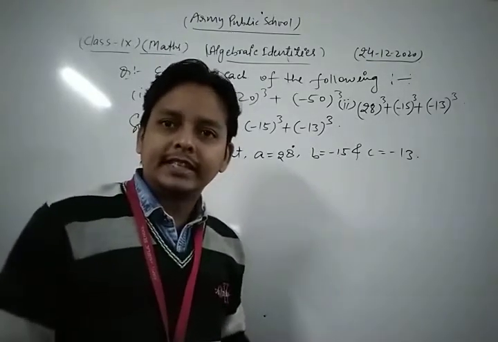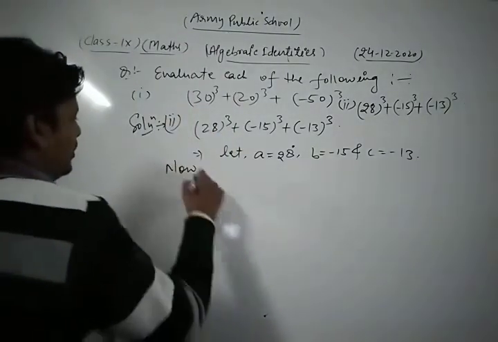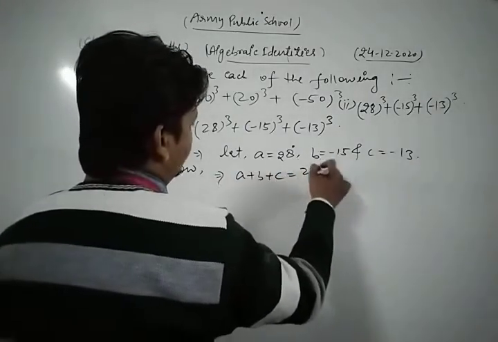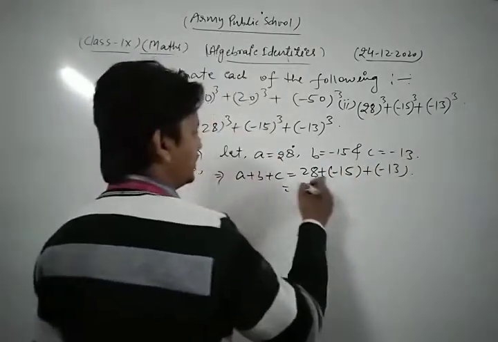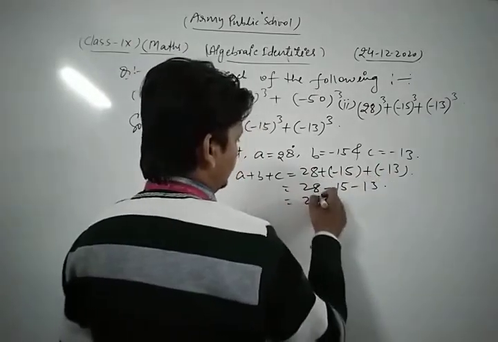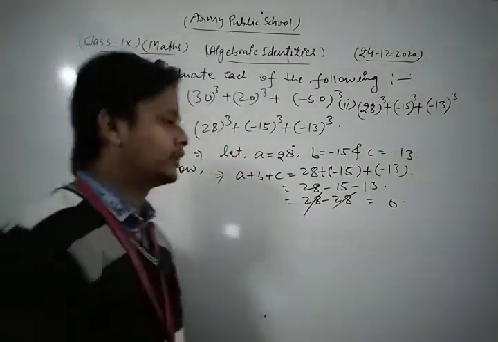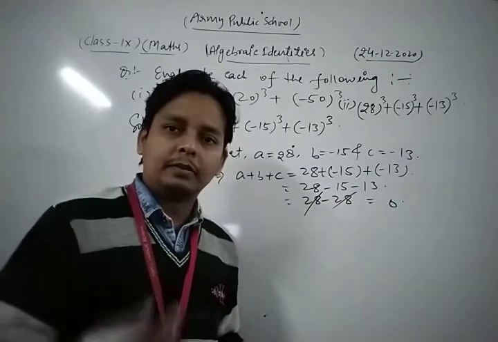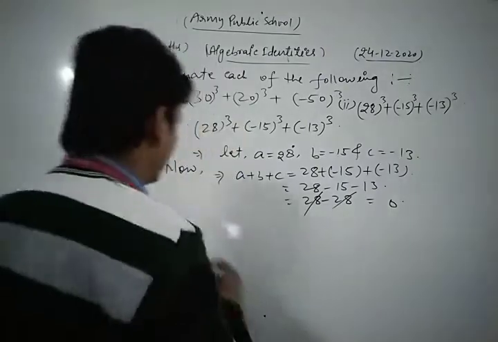Now we check the value of A plus B plus C. Let's see. This is 28 plus minus 15 plus minus 13. So we break the bracket. This is 28 minus 15 minus 13, that is 28 minus 28, that is equal to 0. Thus, dear students, in this way we get the value of A plus B plus C is equal to 0. Now we apply the property, that A cube plus B cube plus C cube is equal to 3ABC.